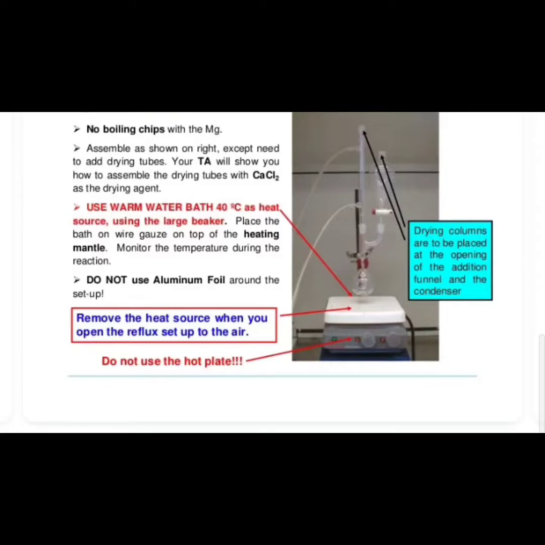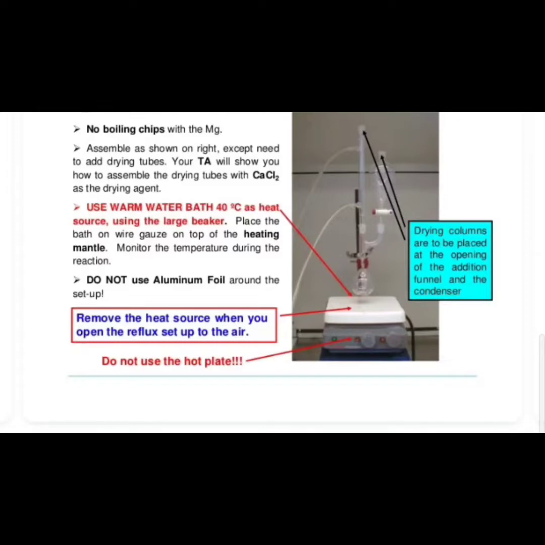For monitoring the reactions, you will use the thermometer. Initially you will set up the temperature on that medium, by which you can easily see the temperature of the inner atmosphere. Do not use aluminum foil for this setup. Also do not use the hot plate, because this type of reaction is carried out at low temperature.